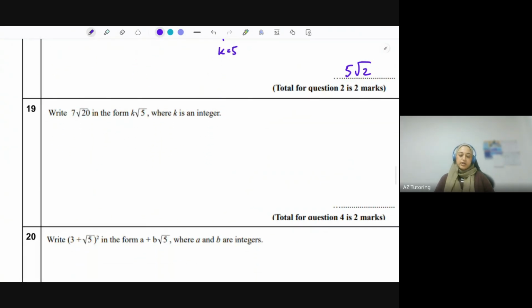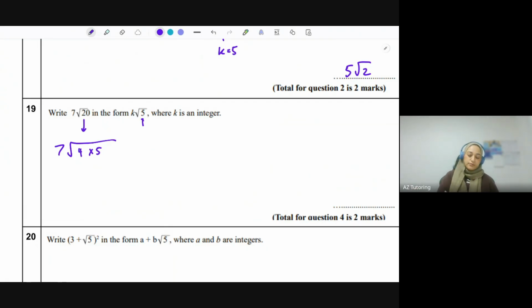Okay, we've got a different one here. It says write 7 root 20 in the form k root 5. Now ignore that the 7's there. Let's deal with that root 20. So I'll keep 7 there. Now root 20, I need it to times by something that's 5 because there's a 5 there in the question. So something times 5 gives me 20.